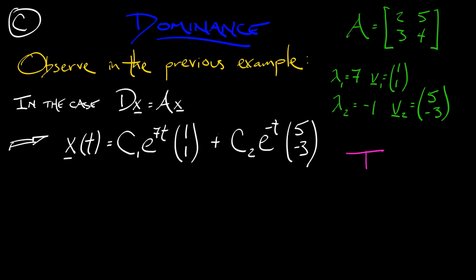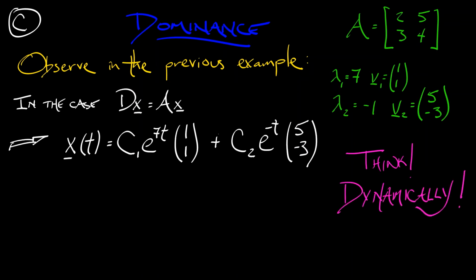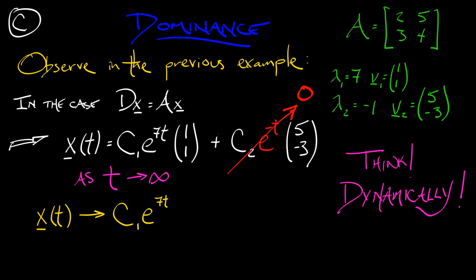Okay, now let's think about this dynamically. What is happening to this solution as time evolves? Well, obviously, you've got that e to the 7t, and it gets big. It goes to infinity, right? But let's think about it. That entire second term with the e to the -t in it is going to 0. So in the end, asymptotically, your solution is always approaching some constant times e to the 7t times this eigenvector (1, 1).